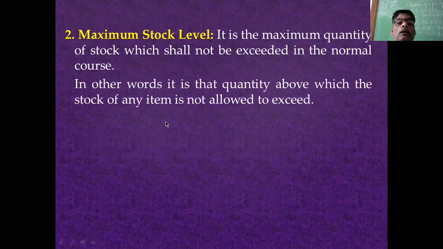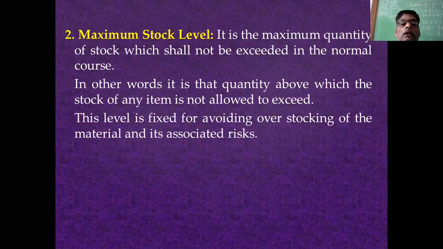In other words, it is the quantity above which the stock of any item is not allowed to exceed. Suppose your quantity exceeds this limit, you have to keep the material out of the godown, or outside the godown. This level is fixed for avoiding overstocking of the material and its associated risks. The maximum stock level is fixed mainly for the purpose of avoiding overstocking, and second, to reduce the cost of storage.